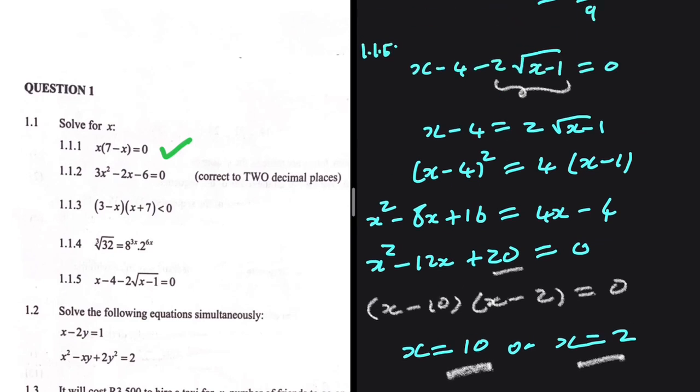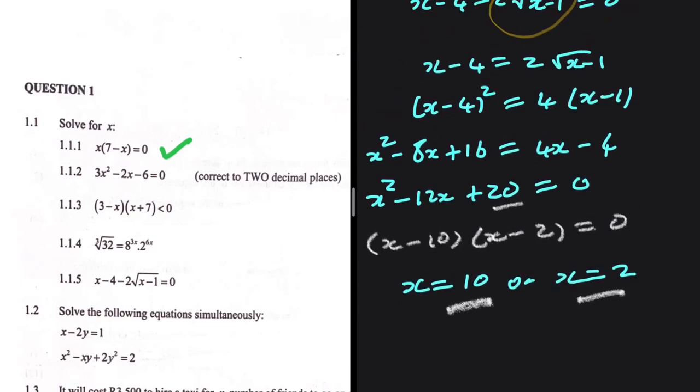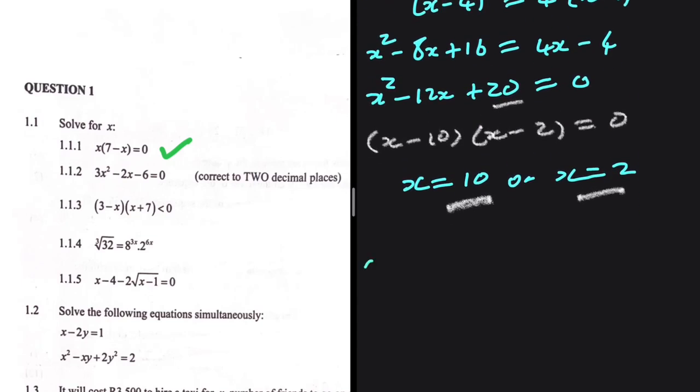Why am I saying that? We had a square root initially here, and then we squared both sides. So that introduces solutions that might not necessarily be true on the original equation. If we substitute 10, we're going to have 10 minus 4 minus 2 square root of 10 minus 1. So that is the square root of 9. So this is 10 minus 4, which is 6, and then minus 2 multiplied by 3. This is equals to 0.